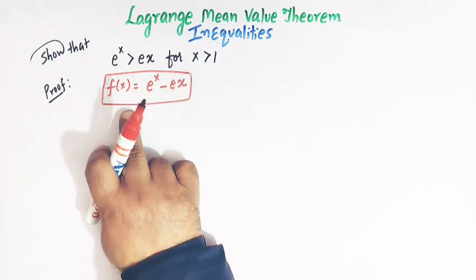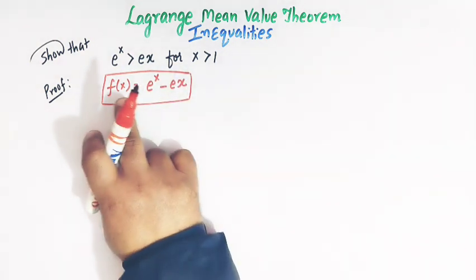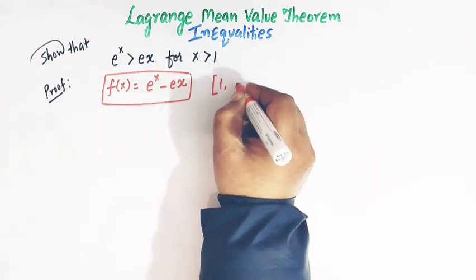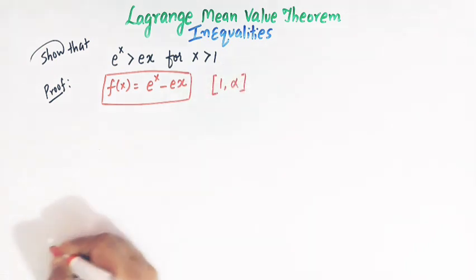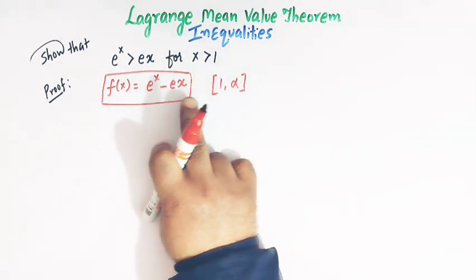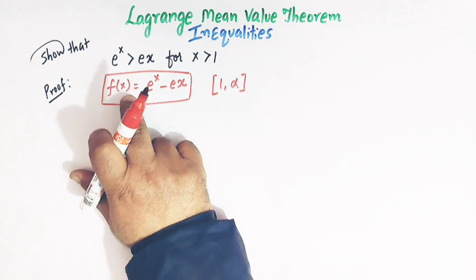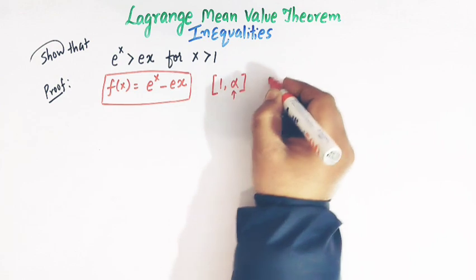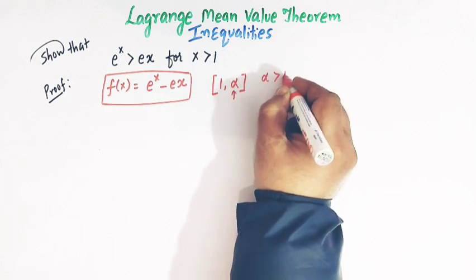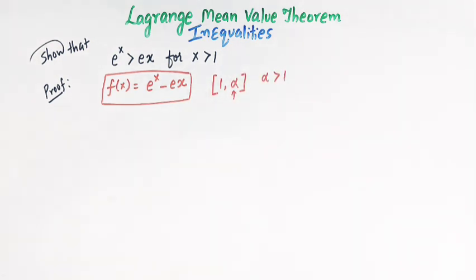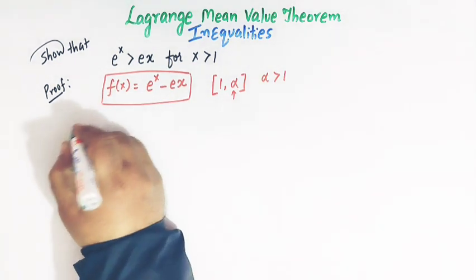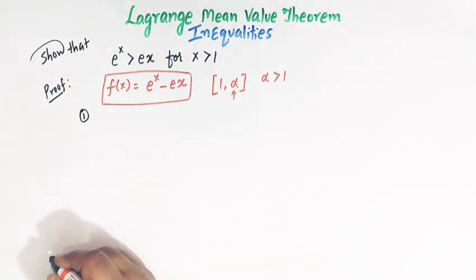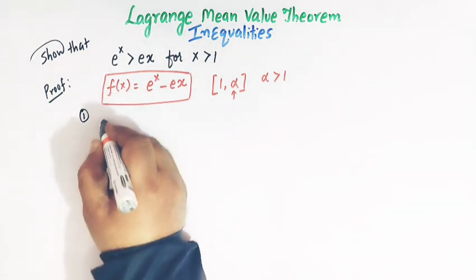And now we'll apply Lagrange mean value theorem to this function, and here the interval we can take 1 comma alpha, right? So this is the interval in which we have to apply Lagrange mean value theorem to this function, where this quantity alpha is greater than 1, right? So now the first condition of Lagrange's mean value theorem is the continuity of this function f of x, right?